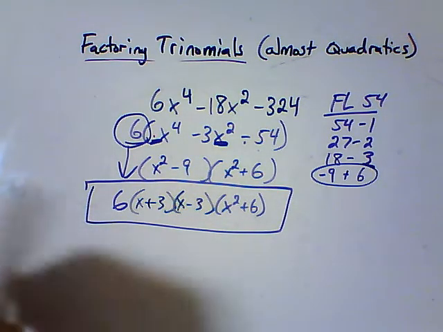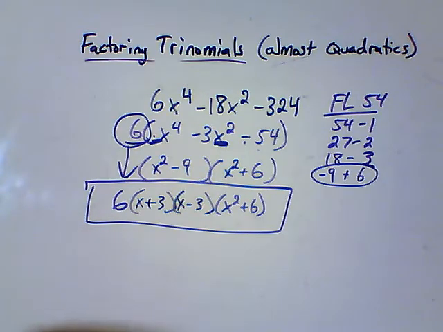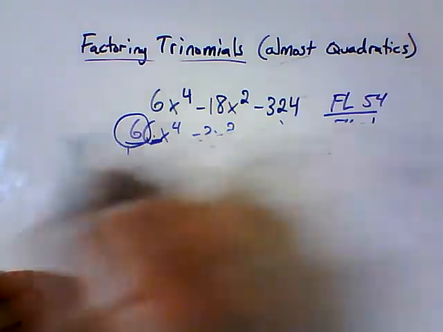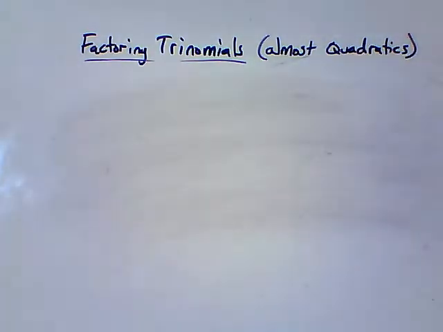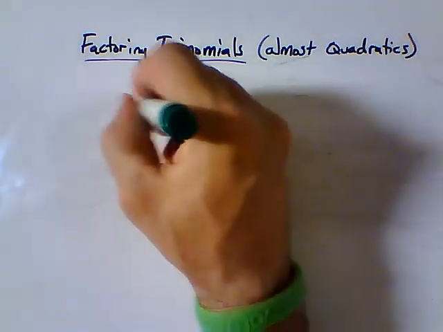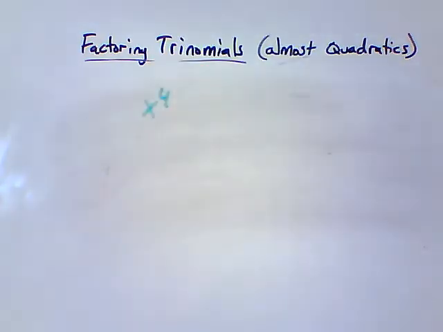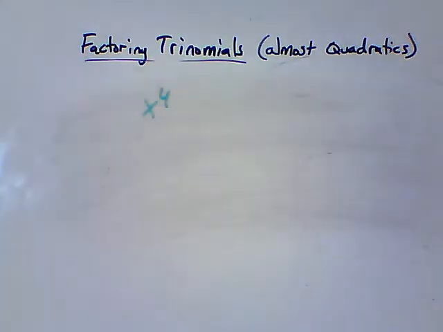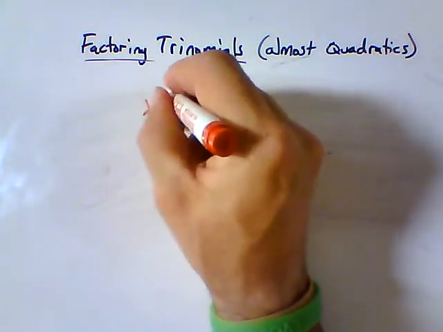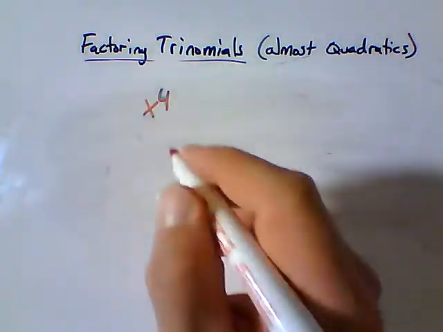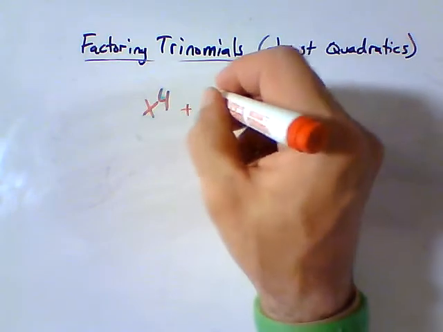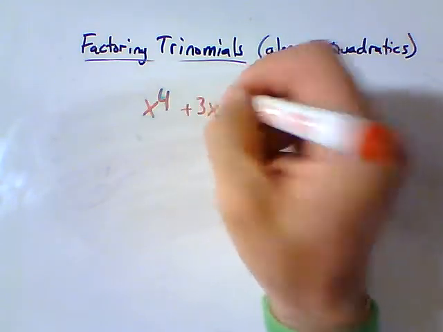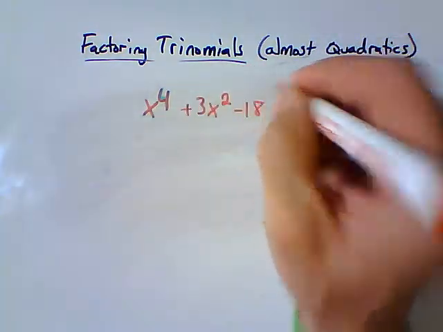Yay! Ready? Round 2. Oh, green is not the color to use. X to the 4th plus 3x squared minus 18.